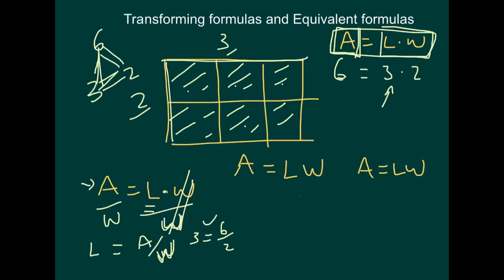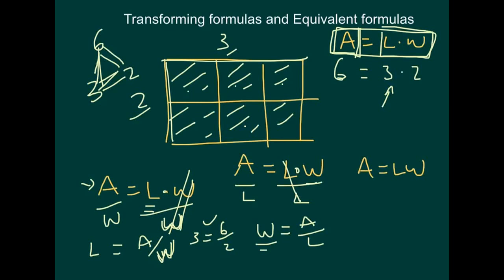Okay, so in this next one, if you had to solve this for W itself, you want to get rid of the multiplication by L. So you can divide by L, and sure enough the L's will cancel. W is equal to A over L. This is now solved for W in terms of A and L.